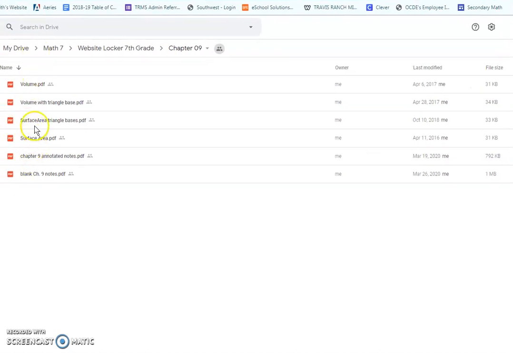Okay, so the surface area with triangle bases, this is the one we're doing today on Monday, 4/27. Then on Friday, we're going to do this one, volume. It's just called Volume PDF. That's Friday, May 1st, and we'll be operating with that worksheet that day. But again, totally extra practice, optional, here to help you.